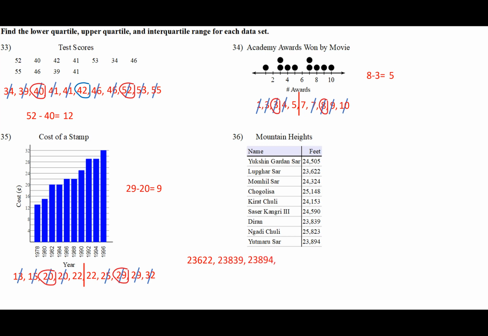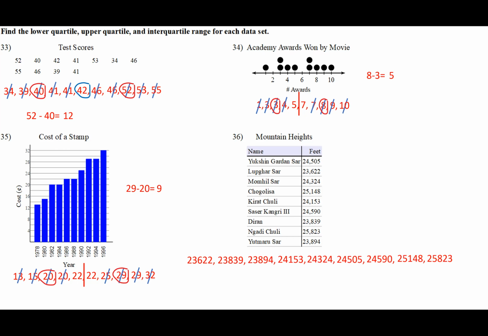And then I get 23,839, 23,894, 24,153, 24,324, 24,505, 24,590, 25,148, and 25,823. All right, so I just listed my numbers from small to large.